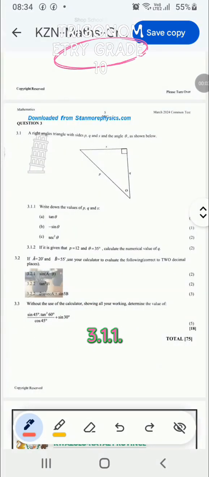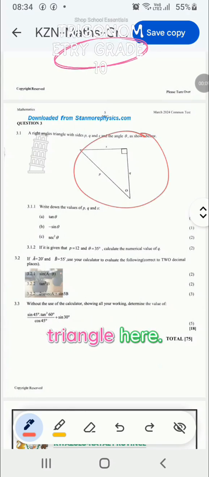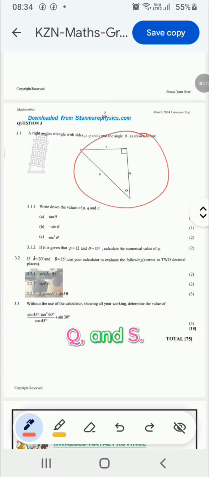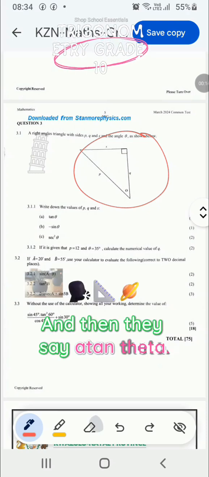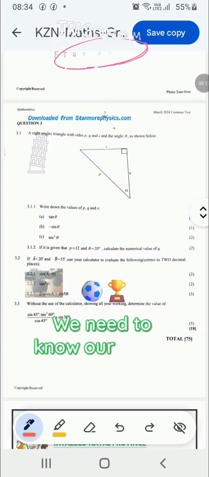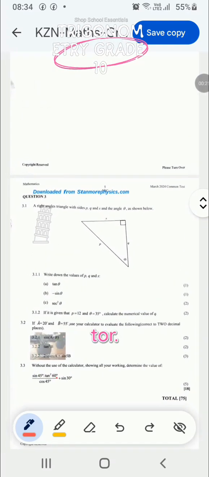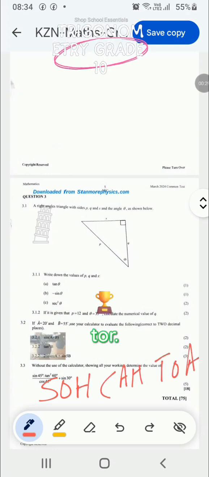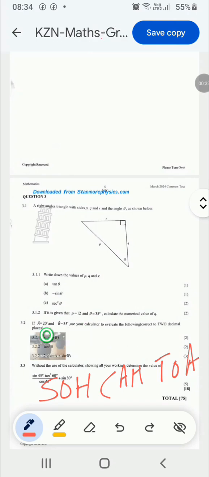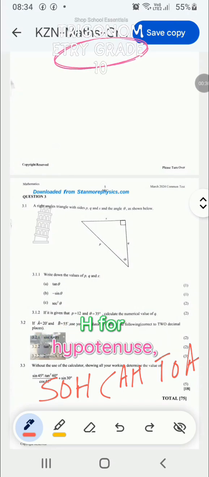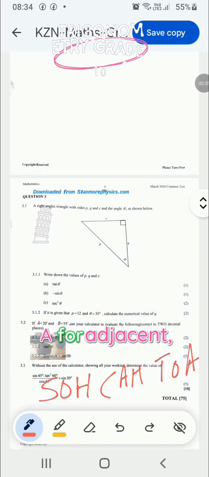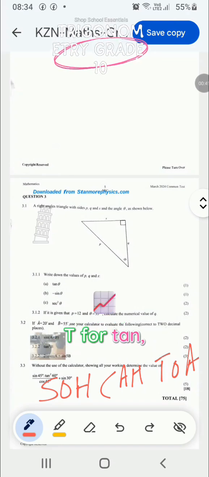Alright, let's do 3.1.1. So we have our right angle triangle here. Write down the values of P, Q, and S, and then they say A tan theta. We need to know our SOH CAH TOA. S for sine, O for opposite, H for hypotenuse, C for cos, A for adjacent, H for hypotenuse, T for tan, O for opposite, and A for adjacent.